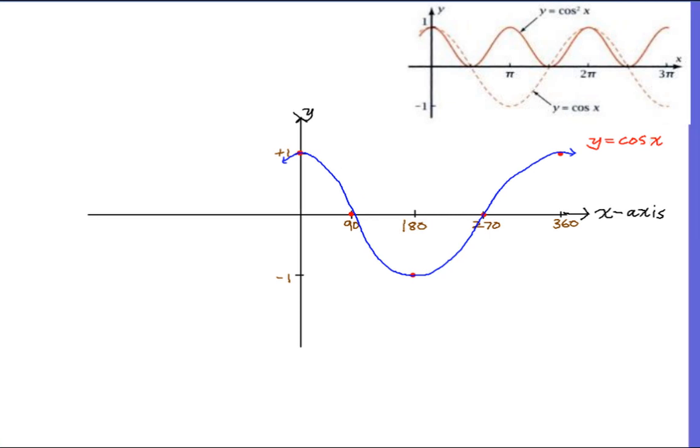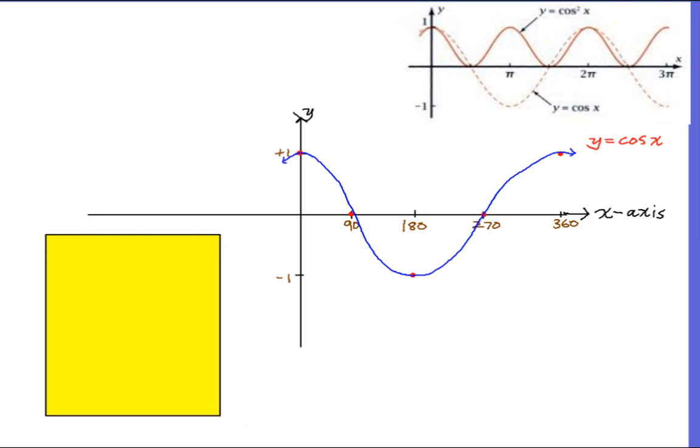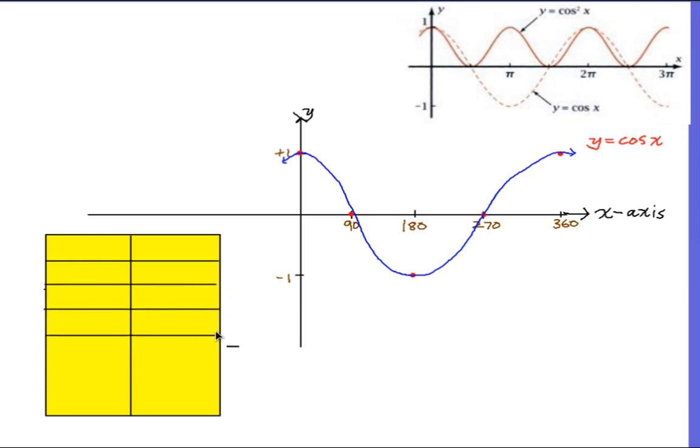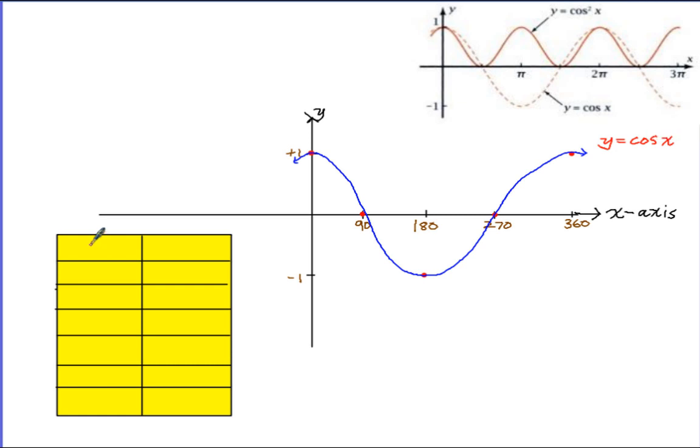Now, what about y is equal to cosine squared of x? So let's solve that here. We'll just need some labelings. We need a table of x and y values. So let's say this is our x and this is y equals cosine squared of x. Let's identify these x's as angles: 0, 90 degrees, 180 degrees, 270 degrees, 360 degrees.